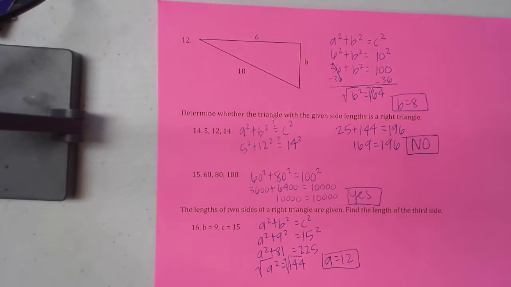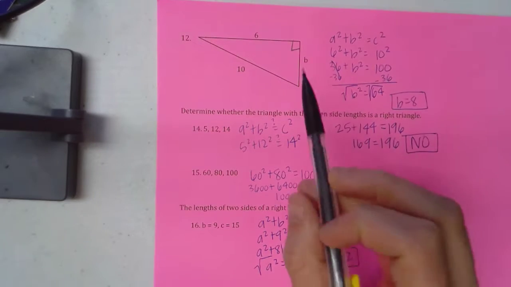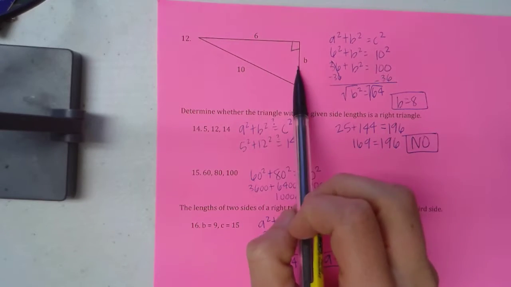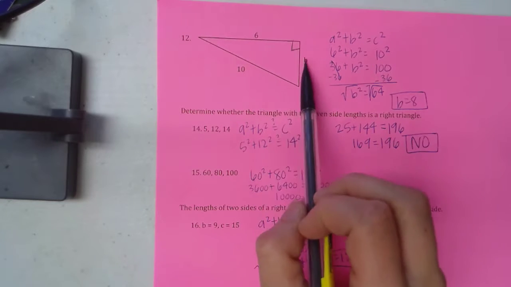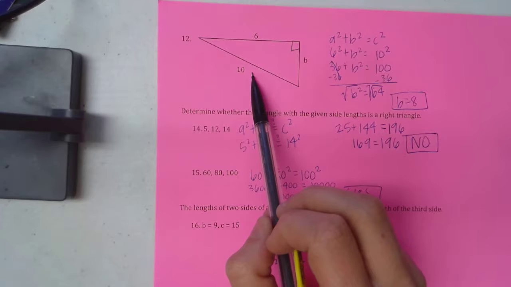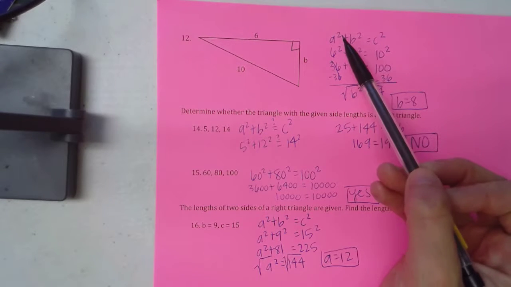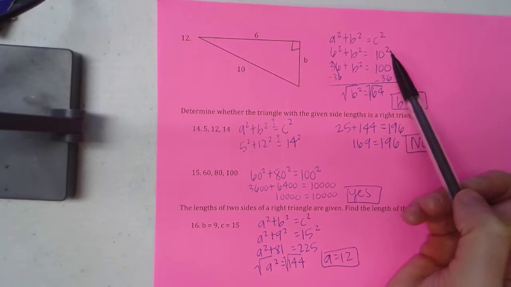For number 12, again, we have another right triangle, except this time I don't know one of my legs, okay? But the formula still works the same. I have 6 could be A, since this side's B, and then 10 is C. So I'll plug everything in. I've got 6 squared plus B squared equals 10 squared.